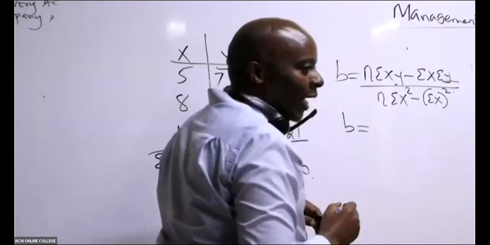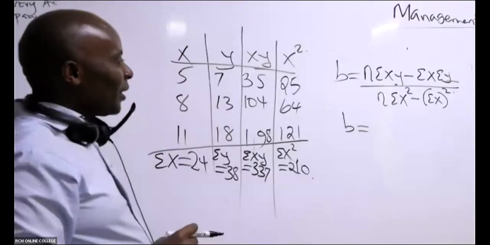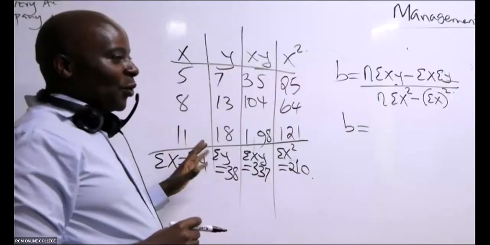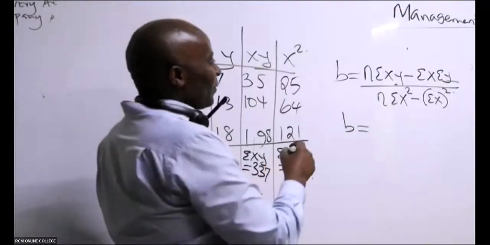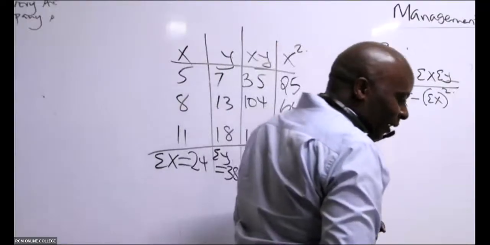So let's try substituting. So we know what our N is in this case. The number of points: 1, 2, 3. N is 3. The number of points xy. So N is 3 there.